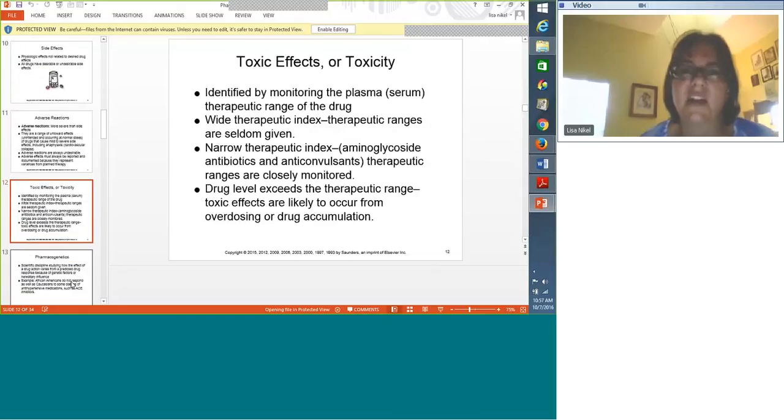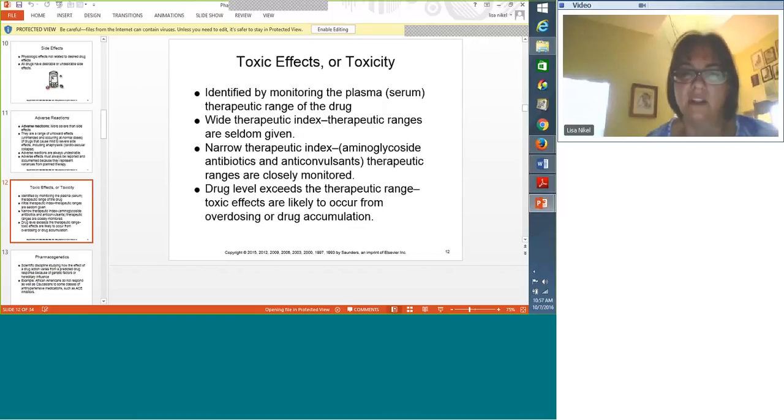Toxic effects or toxicity are identified by monitoring the blood levels for the therapeutic range of the drug for specific drugs. Not every drug has a drug level associated with it. Only drugs that have a narrow therapeutic index are ones that we monitor. With a wide therapeutic index, therapeutic ranges are seldom given. So there are certain antibiotics, certain medications for seizures, digoxin I had mentioned. These are examples of drugs that have a narrow therapeutic index. So the ranges are monitored closely.